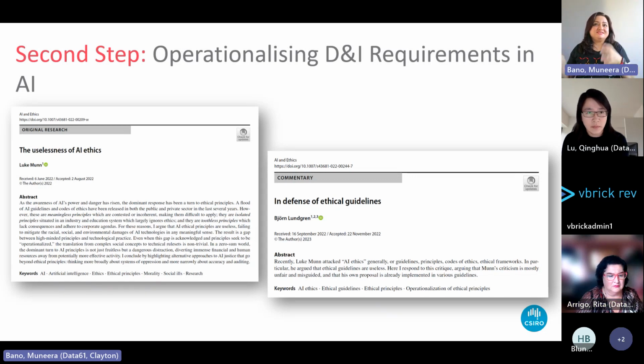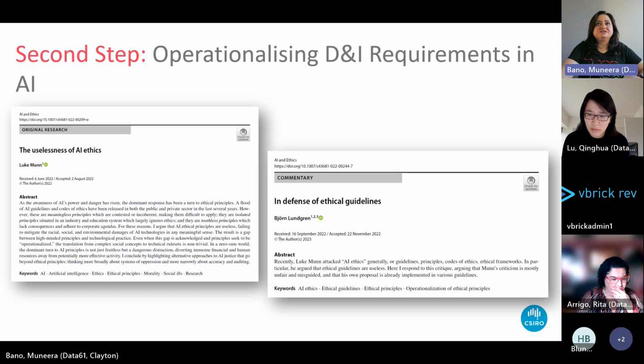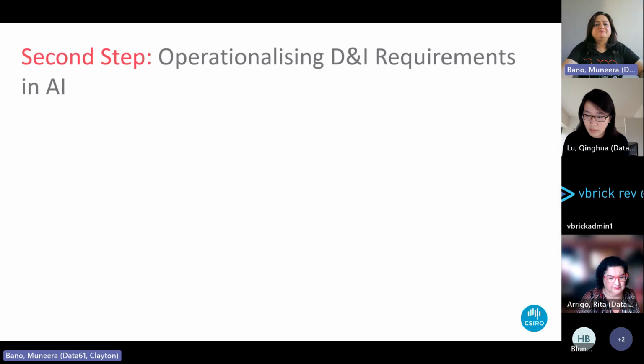At the same time, there are researchers who defend those ethical guidelines, saying we want to operationalize them, but we need those ethical principles to come from multidisciplinary, diverse voices. That's how we would understand what needs to be done. So, looking at both sides of the debate, we took on the task of how to operationalize them, first of all in the requirement space, which can then be used for the design.